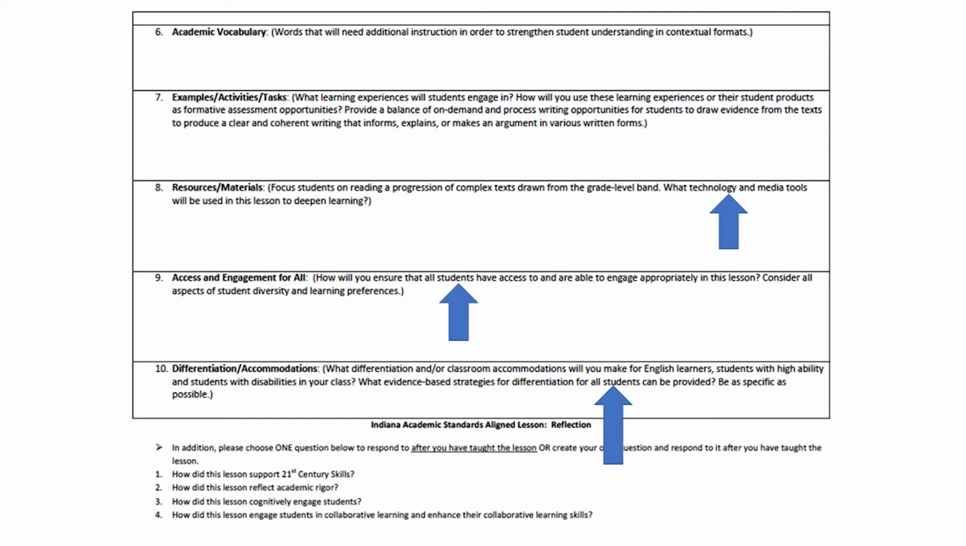Now, let's get to the last 3, and this is in particular at the general education planning level, where special ed and general ed are going to start coming together in this plan. So resources and materials. The question, what technology and media tools will be used in this lesson to deepen learning? So we know that media tools and technology are things that our kids with disabilities very much engage with and can backfill some of their background knowledge, deficit areas, what have you. That's an explicit requirement of step 8.